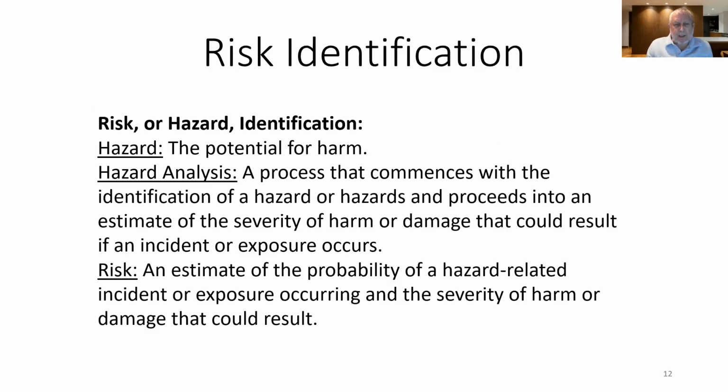Risk or hazard identification. A hazard is basically the potential for harm. Hazard analysis is a process that commences with the identification of a hazard. Got to identify it first, so you know what you're dealing with, and proceeds into an estimate of the severity of harm or damage that could result if an incident or exposure occurs. They say estimate because you can't be 100% sure what's going to happen. The risk is an estimate of the probability of a hazard-related incident or exposure occurring and the severity of harm or damage that could result.